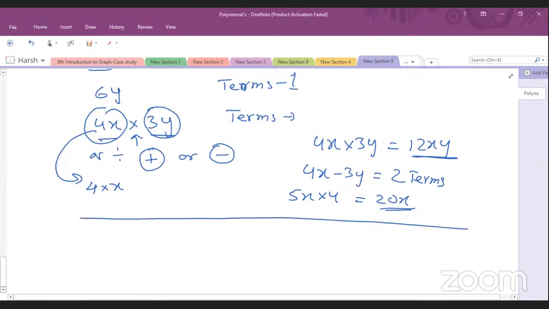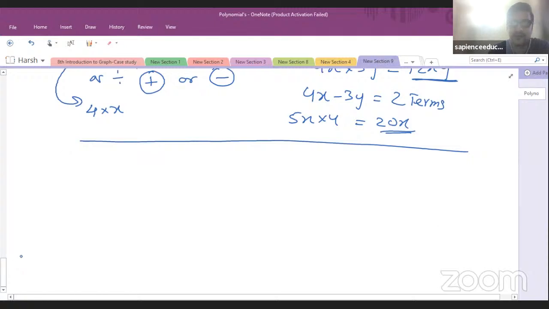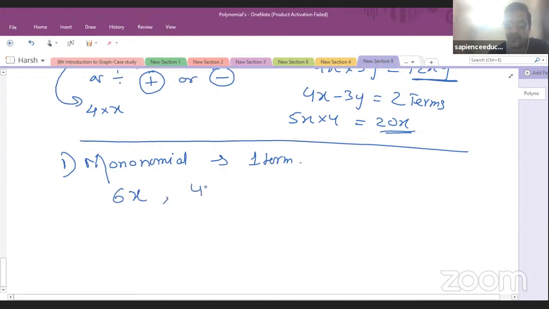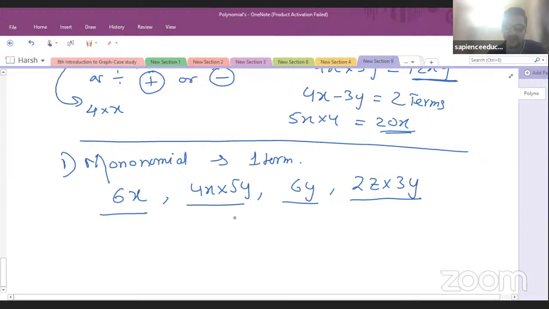So in terms of classification of polynomials by number of terms, one is monomial. Monomial is with one term. So we can say 6x, or 4x into 5y, or 6y, or 2z into 3y. These all are monomial because each has one term. This can be written as 20xy. This can be written as 6zy. Is it clear? Yes, sir. Second is binomial.